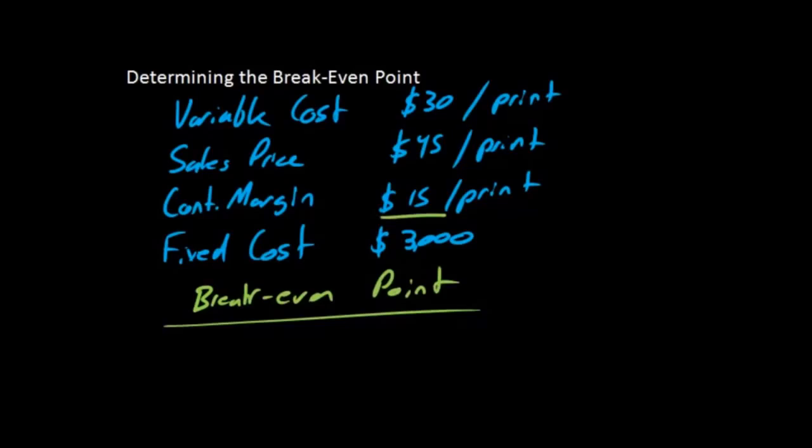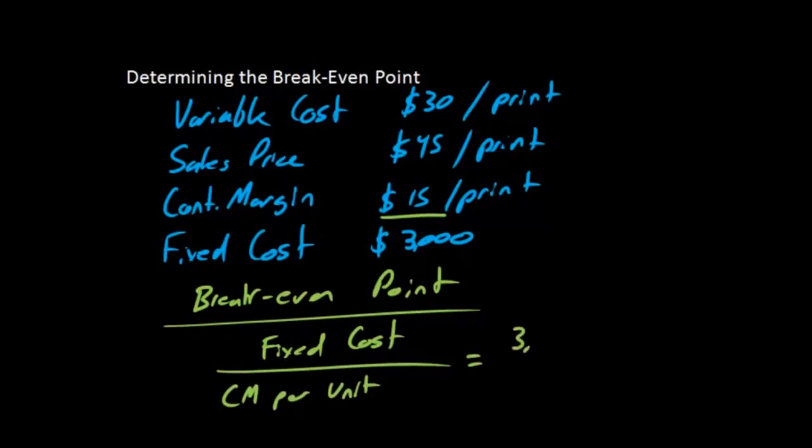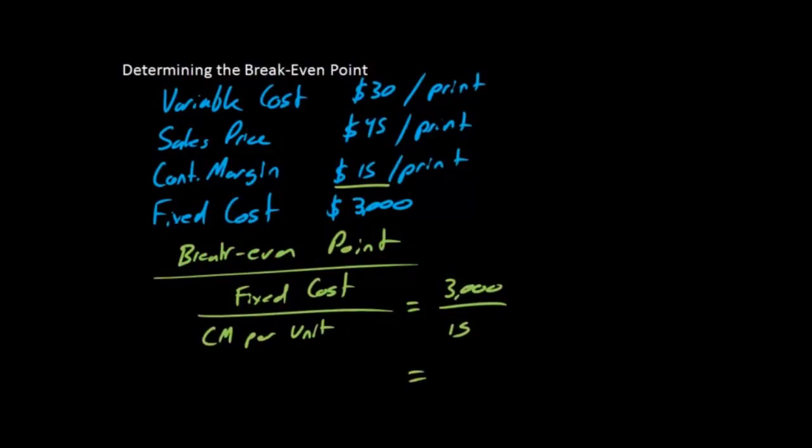We know that on each unit we make $15, and that can be used to cover the fixed cost, and we know that once all of the fixed cost is paid for, we've broken even. We would have no profit, we would have no loss, we would have just broken even. So our break-even point is going to be really simple. It's going to be our fixed cost divided by our contribution margin per unit. That will be CM per unit. So in this case, our fixed cost is 3,000 and our contribution per unit is 15.